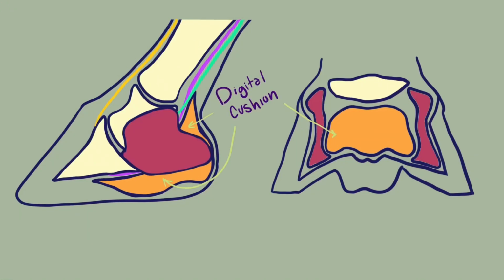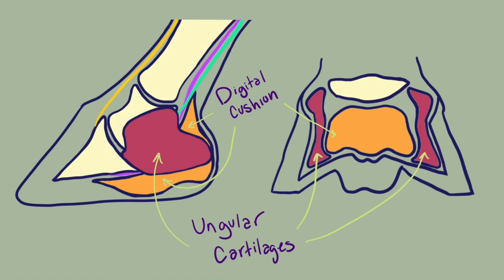To support the framework of the distal limb, there must be some sort of soft tissue present, like the muscles and fascia in our feet. To support P3, there is the primarily fibrocartilaginous digital cushion. Supporting the sides of both P3 and the digital cushion are the ungular cartilages.